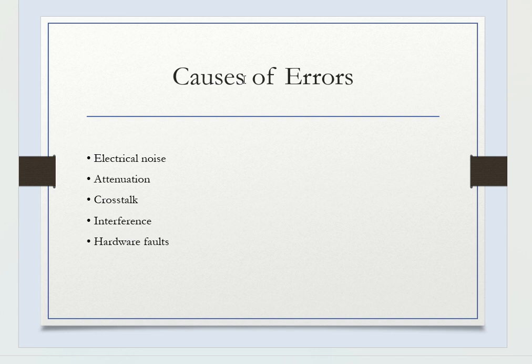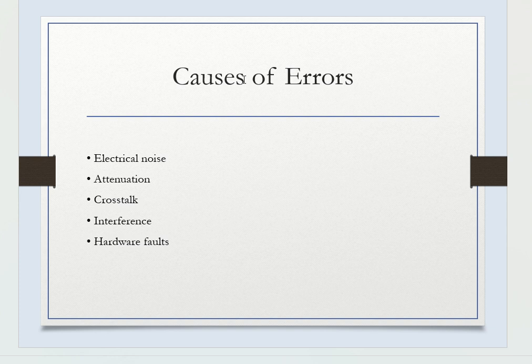Causes of these errors: electrical noise. Electrical noise, random electrical signals that interfere with the data signal, from sources including lightning, motors, or other electronic devices, can flip bits during transmission. And attenuation, the loss of signal strength as it travels over a long distance. Weak signals are harder to detect, leading to incorrect data interpretation, especially common in wired networks and optical fibers.